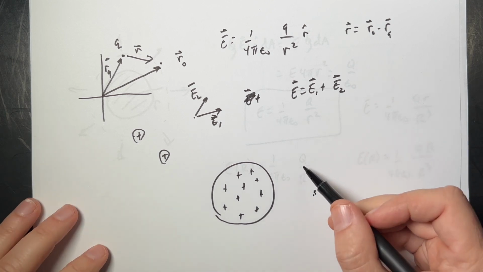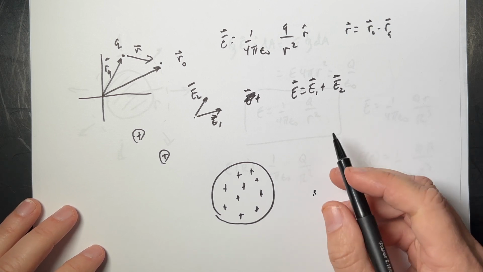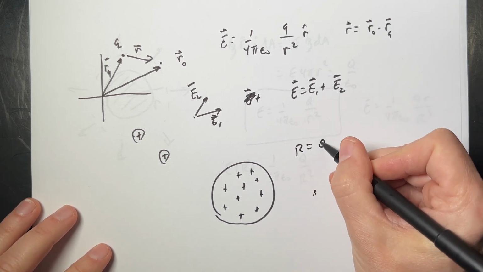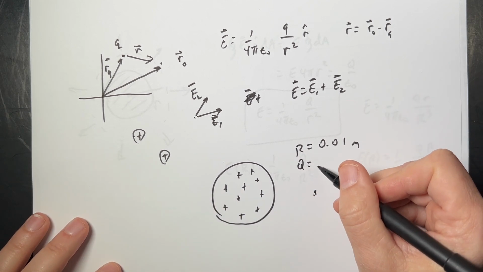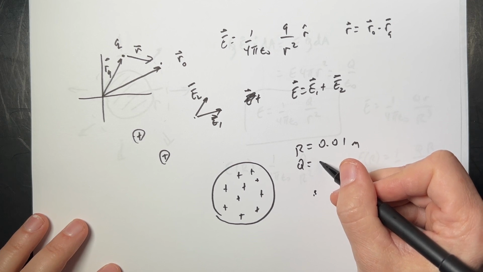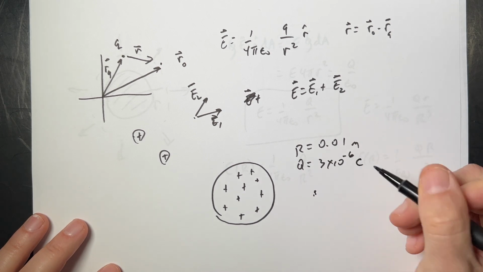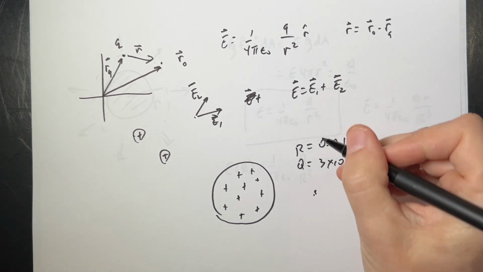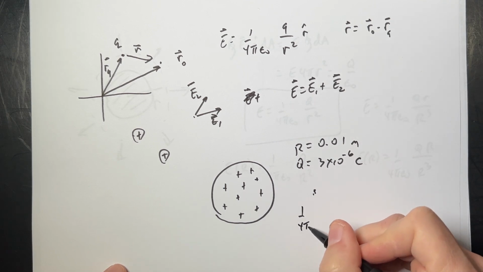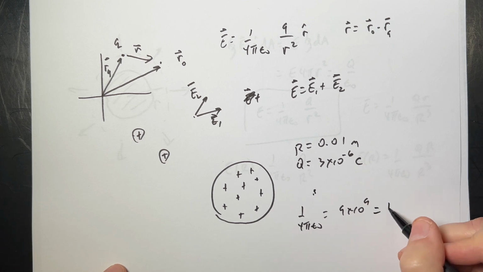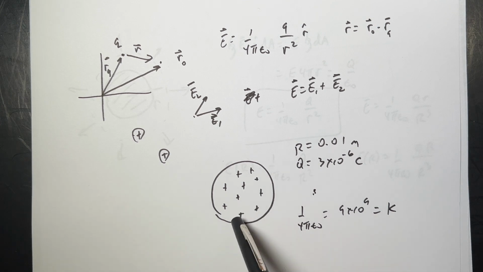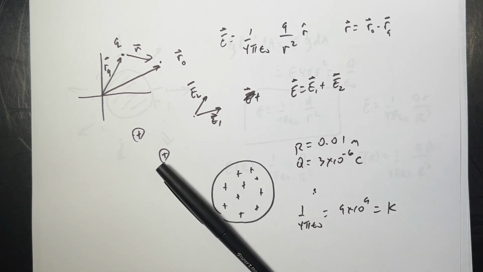Now, in Python, we're going to add these up as vector values, but we do need some numbers. So let's just pick R is 0.01 meters. That's the radius of the sphere. Q equals, I'm trying to think here, 3 times 10 to the negative 6 coulombs. I do need some values. And I do need this 1 over 4 pi epsilon naught is 9 times 10 to the 9th, and I'm just going to call that K. Now, we do need to do some tricks here about random numbers, but I'll just do that all over here.